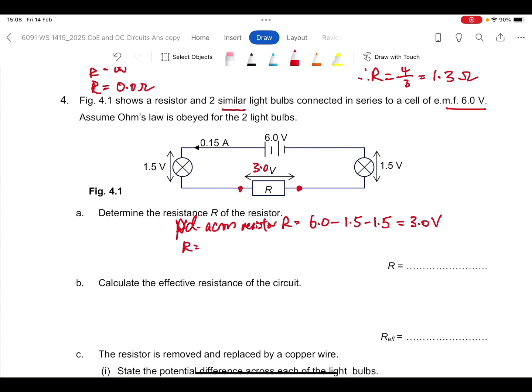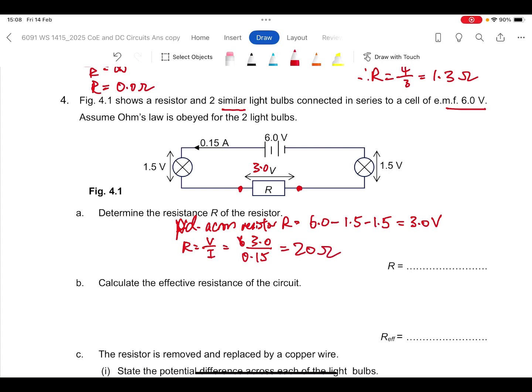So R is equal to V over I. You get 3 divided by the current that's flowing across the whole circuit. I is constant in a series circuit, so you can use 0.15. Okay, so we get 20 ohms.